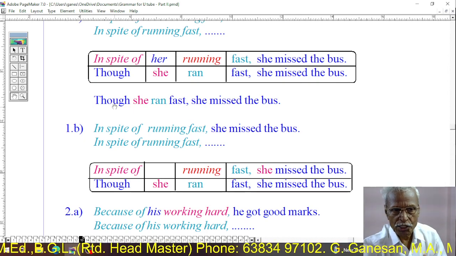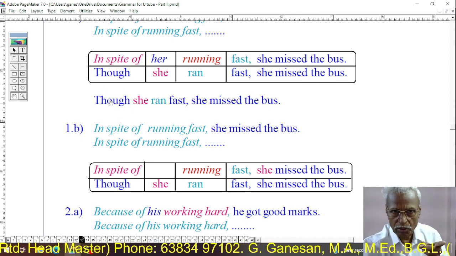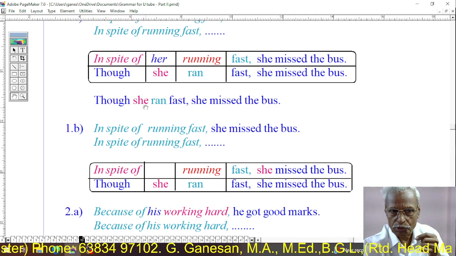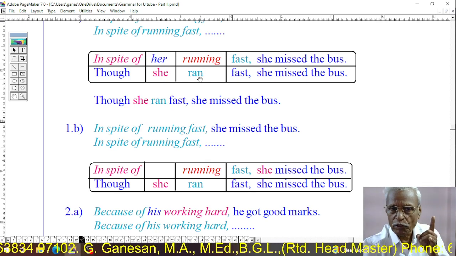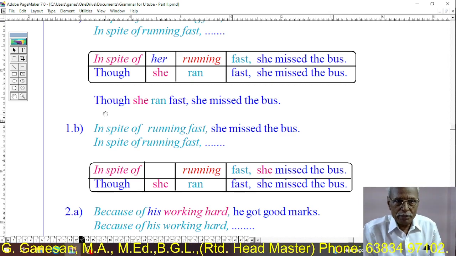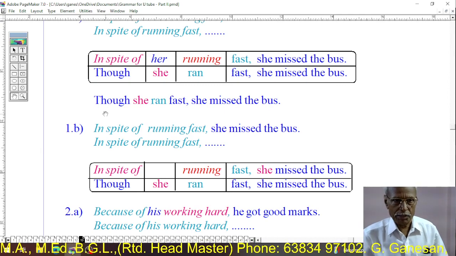Three rules: changing the phrase into the subordinating conjunction, then changing the possessive into its subject, then the present participle into the verb in the tense of the main clause. That's all. In spite of her running fast, she missed the bus. Though she ran fast, she missed the bus.